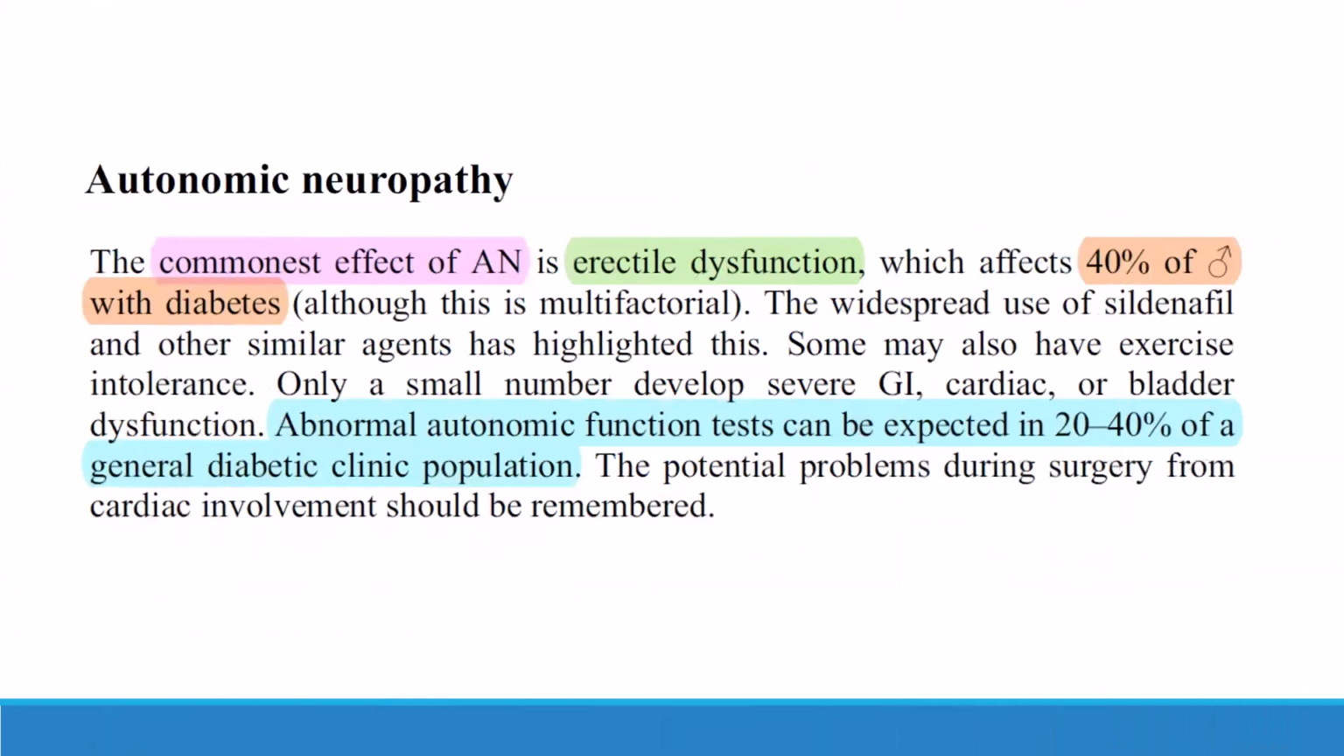Autonomic neuropathy, actually, the commonest effect of autonomic neuropathy is erectile dysfunction. 40% of males with diabetes will present with erectile dysfunction. Abnormal function tests can be expected in about 20 to 40% of the general diabetic clinic population.